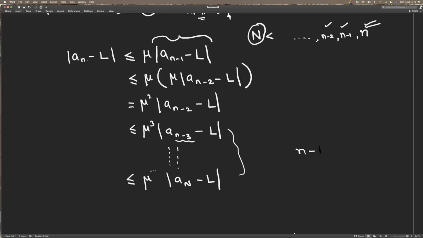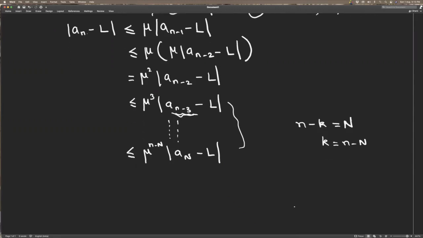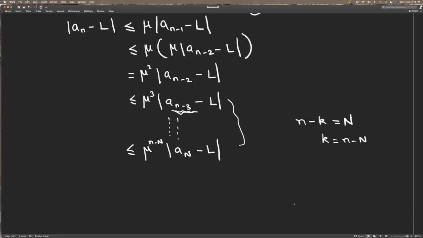So n minus k, something which is like this, has now become N, right? If that is so, then this should be your k. What is that k? k is nothing but n minus capital N. So you have mu^(n minus capital N) times mod a_N minus L. Therefore, your given condition can be written as |a_n minus L| is less than or equal to mu to the power of n minus capital N into |a_N minus L|.